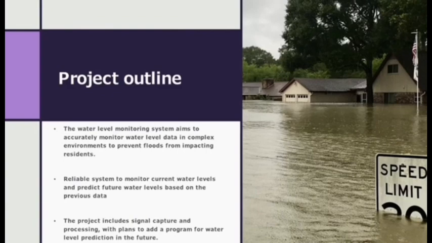In Sydney, we have recognized the problem of flooding in certain areas. We wish to tackle the problem by detecting water level rises before a major flooding happens. In order for this to happen, we need the system to work in complex environments. We need it to be a reliable system that can predict future water level rises based upon previous flooding patterns. And in saying this, we will need signal capturing and processing techniques to be implemented in our final product.